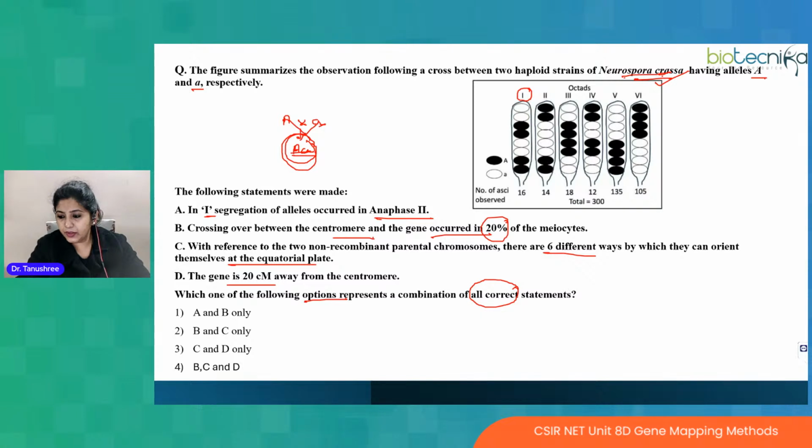Yes, please let me know in the chat. What do you think is the correct answer here? You have to choose the correct statements, the option which represents a combination of all correct statements.